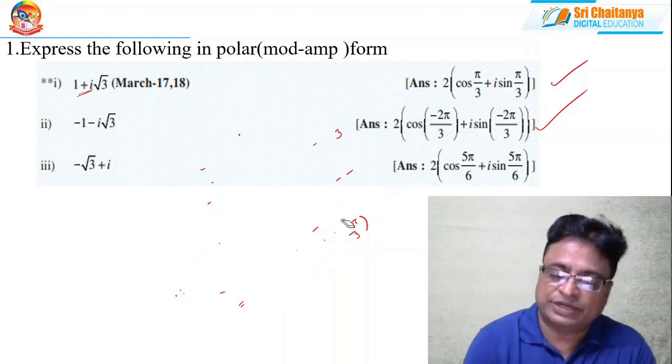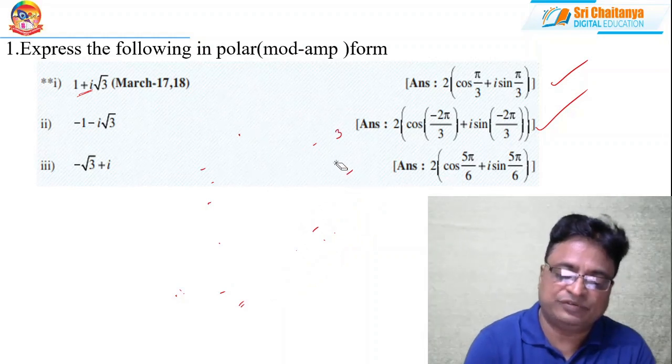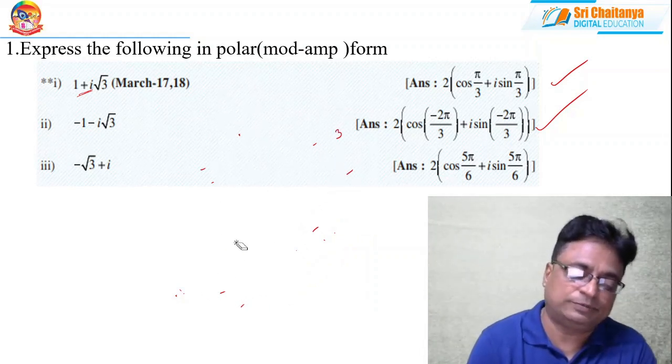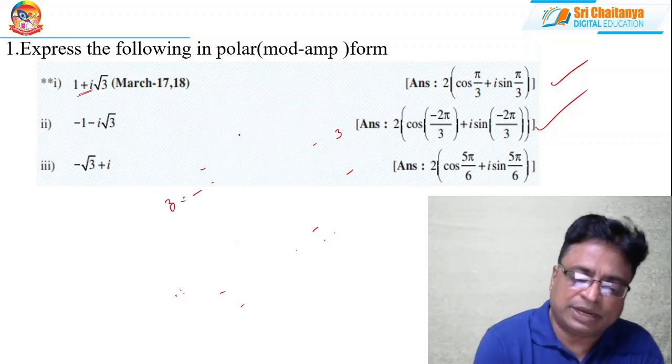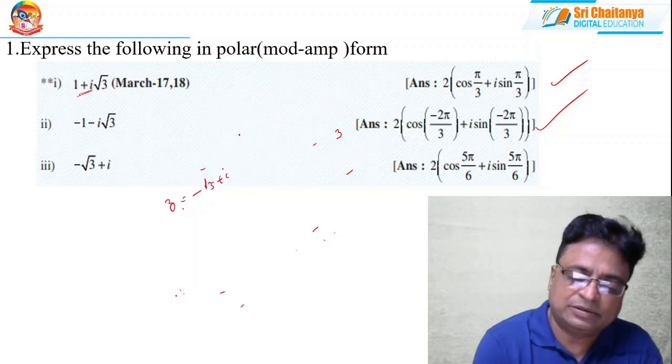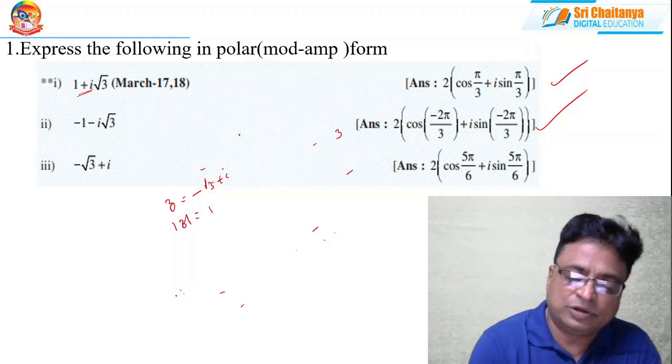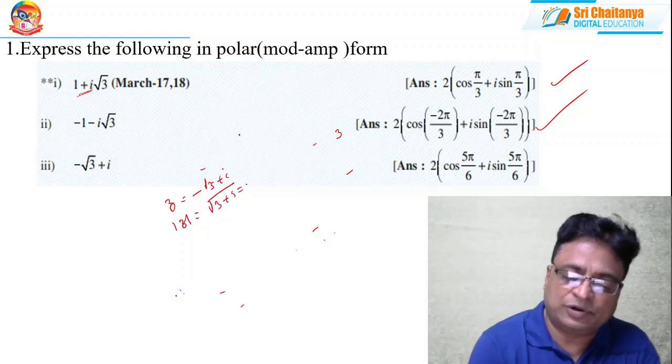Minus root 3 whole square is equal to 3, and 1 whole square is equal to 1, that is root 4, that is equal to 2. So again z is equal to minus root 3 plus i. So mod z is equal to root of 3 plus 1, that is equal to 2.